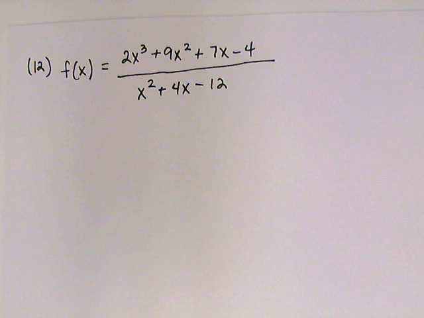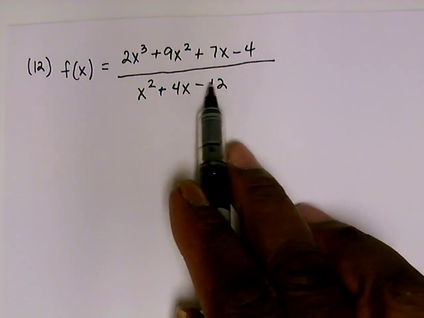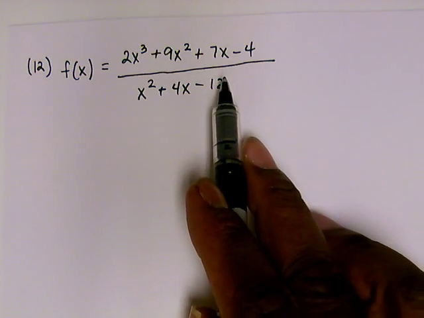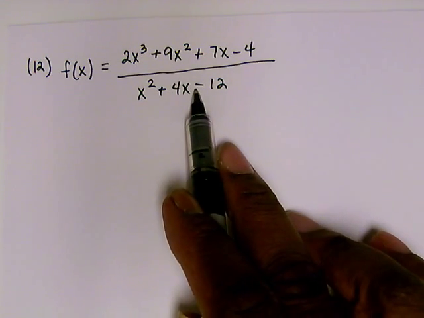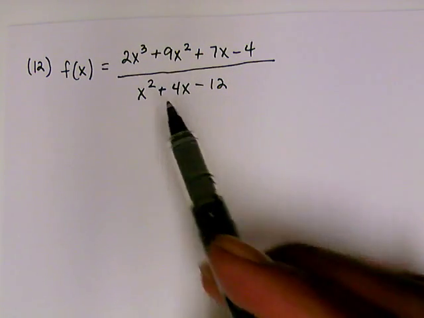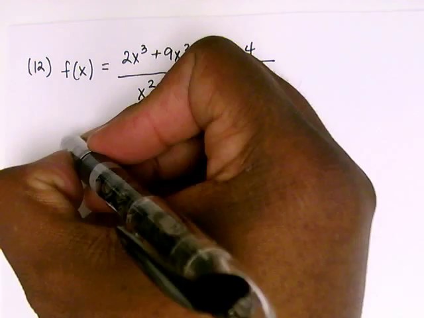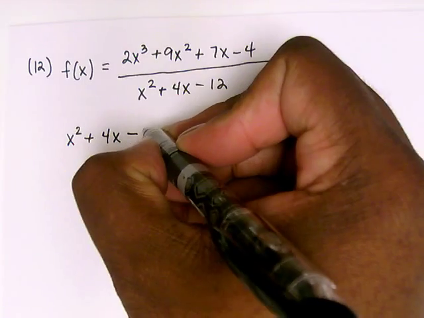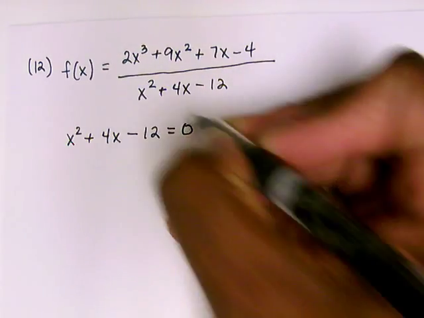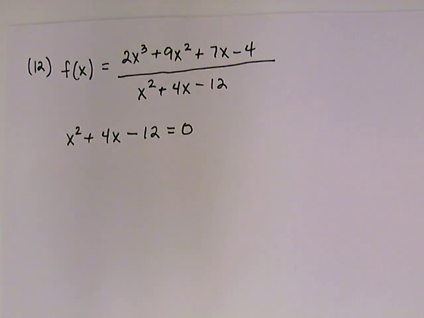Okay, so what we're going to do here is take our denominator and set that equal to 0, because we want to find out what values of x will make this denominator 0. So we take that x squared plus 4x minus 12, I'm going to set that equal to 0.